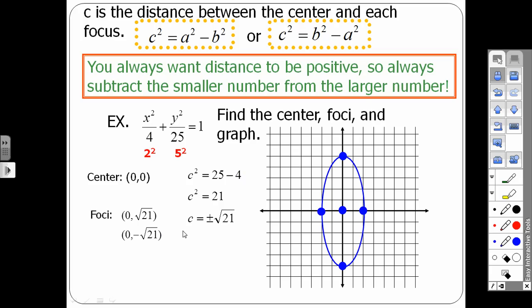Okay, you don't have to graph the foci, but if you had to, you would figure out what is the square root of 21. It's a little bit more than 4. We could put those points somewhere around here, somewhere around there. But it didn't ask you to do that. All right, so moving on.